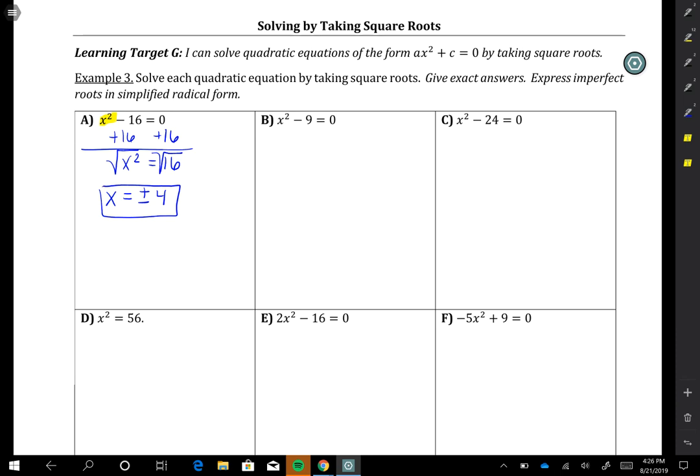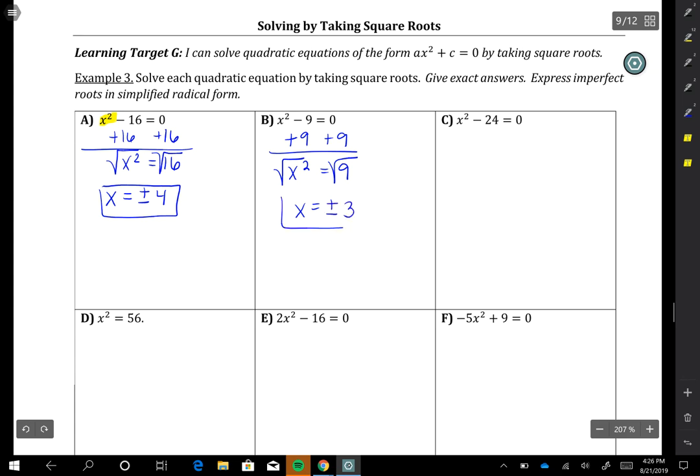Okay, let's look at B. B is a lot like A. x squared minus 9 equals 0. So we just need to add the 9 over. So that leaves us with x squared equals 9. Now taking the square root of both sides, we know 9 is a perfect square, and it has two square roots, plus or minus 3.